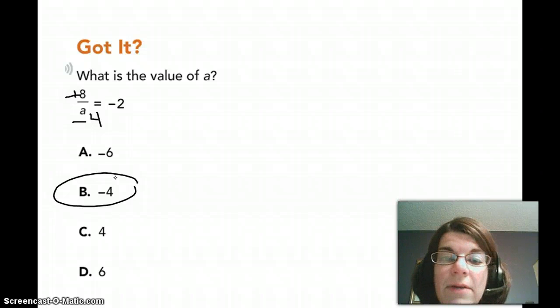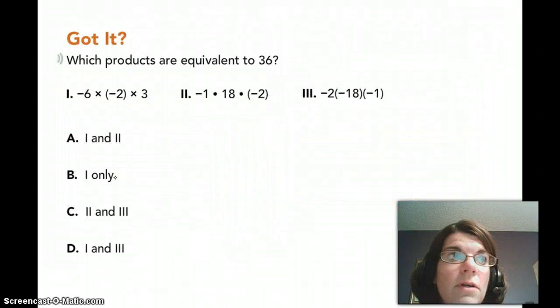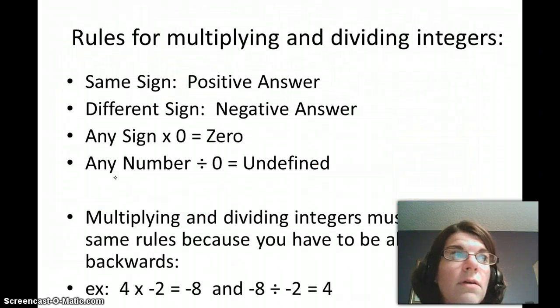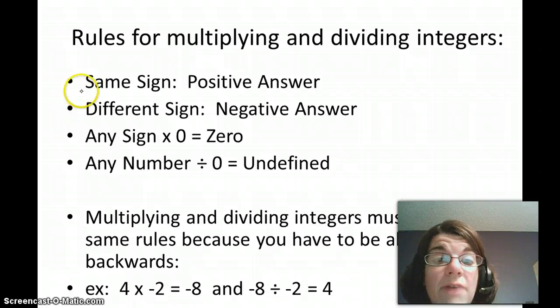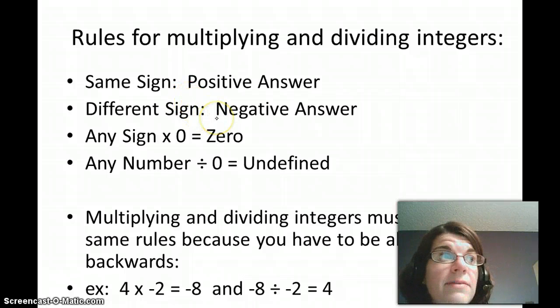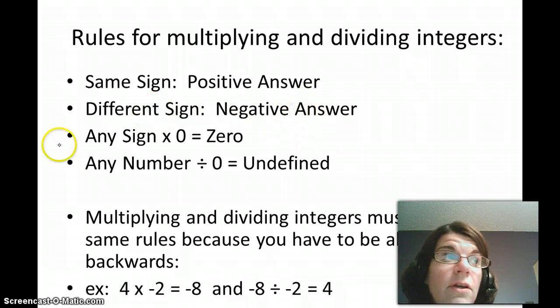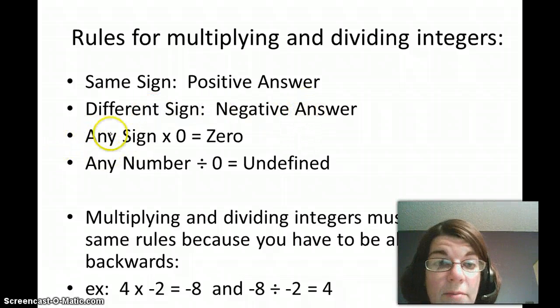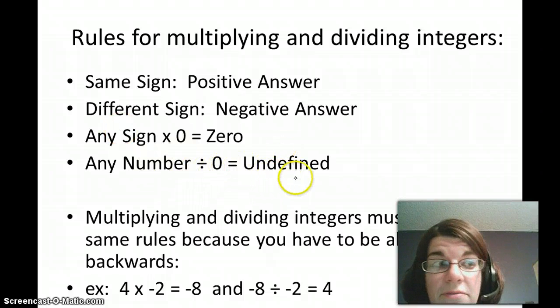Okay, so that's about it. Let's go back and review our rules. If we have the same sign, and this is for multiplying and dividing, you get a positive. Negative times a negative, positive times a positive. If they have a different sign, you get a negative answer. Any number, any sign number times 0 is 0, and any number divided by 0 is undefined.